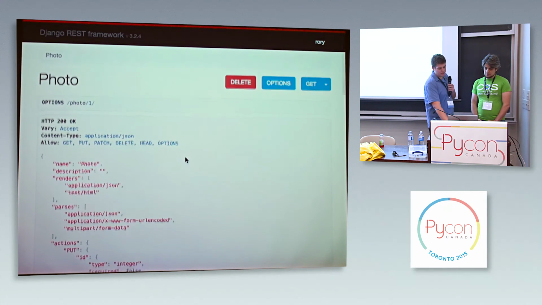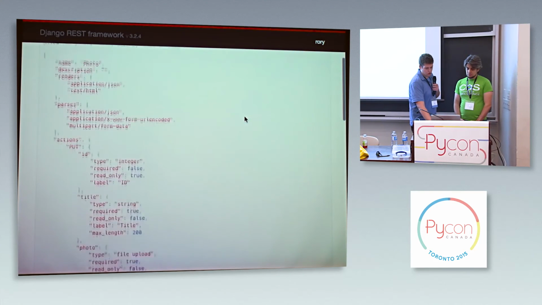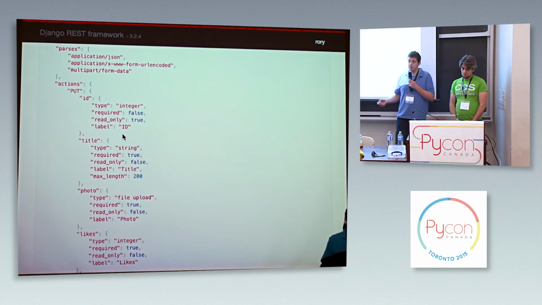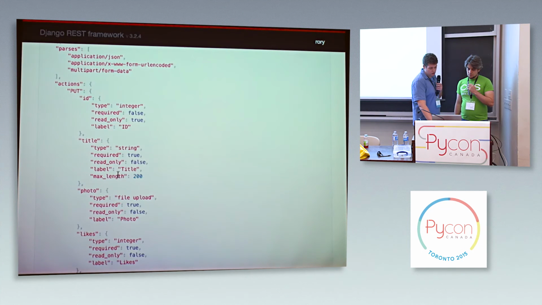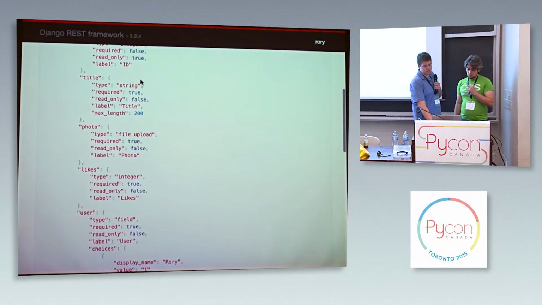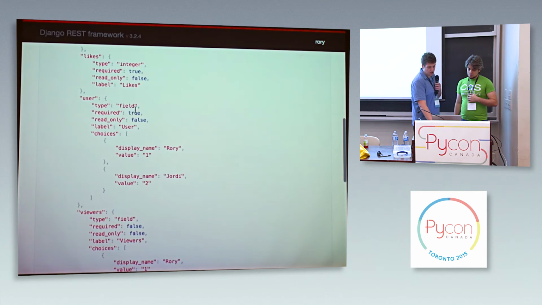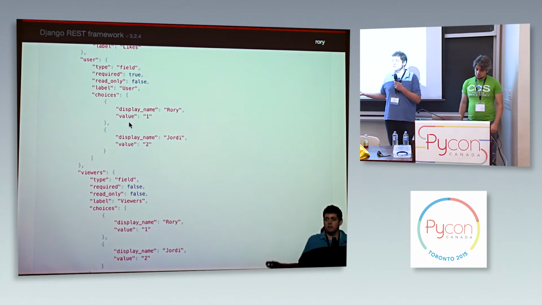Finally, the last thing is this options key. If I click on options, the Django REST Framework will return a JSON representation showing the definition of every field I specified in my serializer. So it'll say, this title has to be a string. Likes has to be an integer, and it's required. Users is a choice type. You can feed that into a dropdown, and here are all the valid choices for this serializer right now.